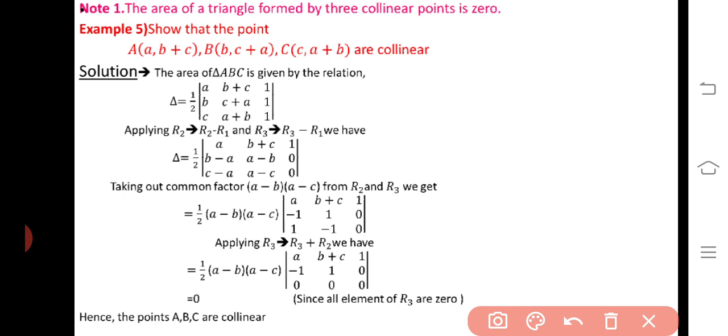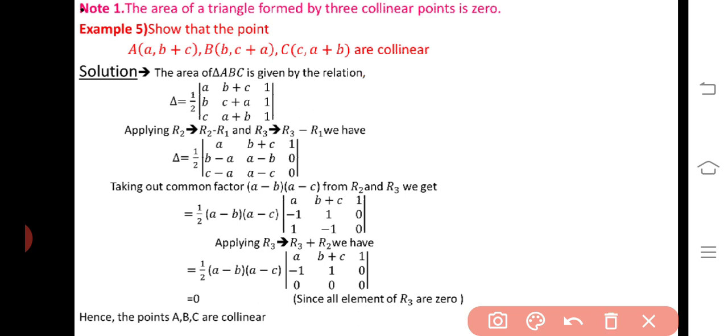Show that the points A of a comma b plus c, B of b comma c plus a, C of c comma a plus b are collinear. Let us start the solution. The area of triangle ABC is given by the relation: determinant is equal to 1 by 2 into the determinant of x1 y1 1, x2 y2 1, x3 y3 1. You have to write here a, b plus c, 1; b, c plus a, 1; c, a plus b, 1.